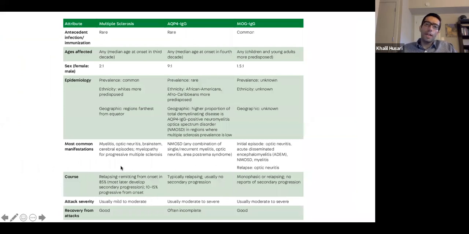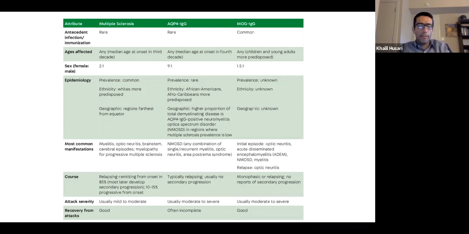So these are the three diseases. We have multiple sclerosis, we have aquaporin 4, which is the neuromyelitis optica, and we have the MOG IgG antibody, right? And there's a little bit of significant differences between them, actually. The neuromyelitis optica is much more common in females. It's 9-to-1. Overall, both of them are much rarer than multiple sclerosis.